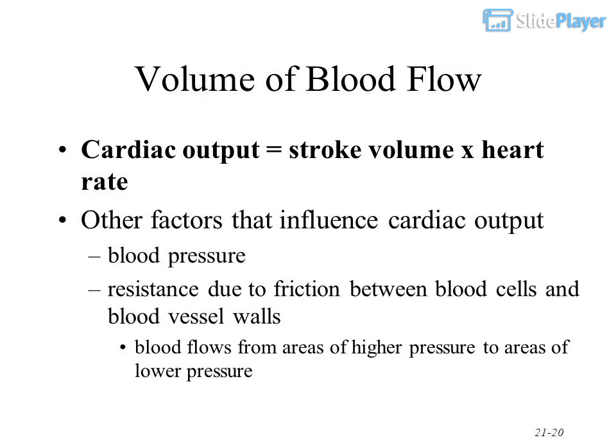Volume of blood flow: cardiac output equals stroke volume times heart rate. There are other factors that influence cardiac output. Blood pressure and resistance: resistance is due to friction between blood cells and blood vessel walls. Blood flows from areas of higher pressure to areas of lower pressure.